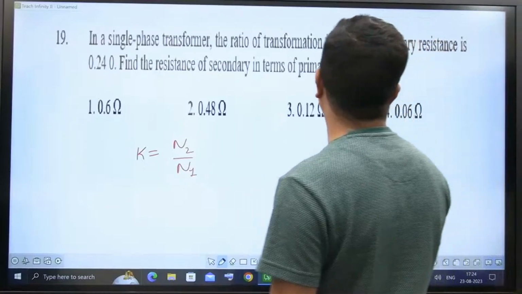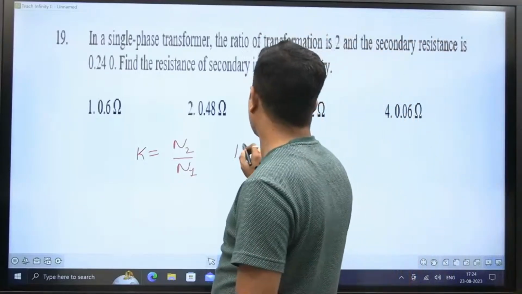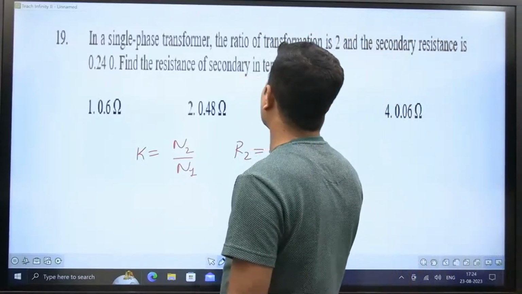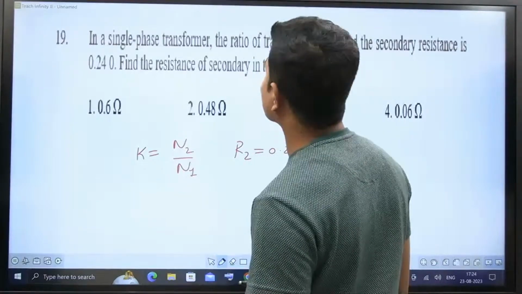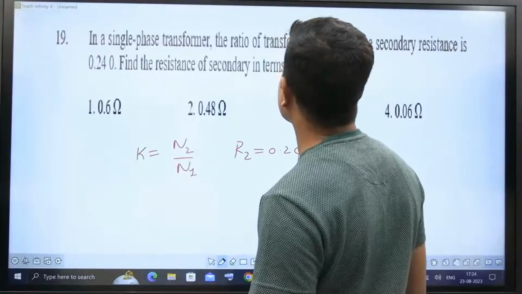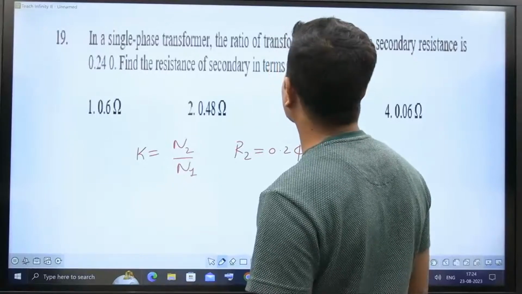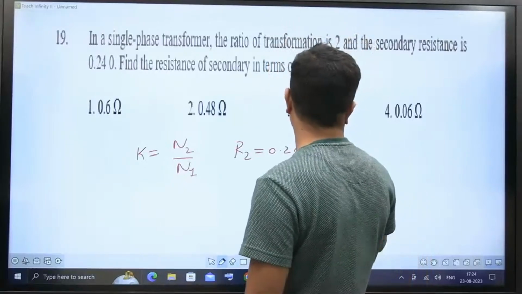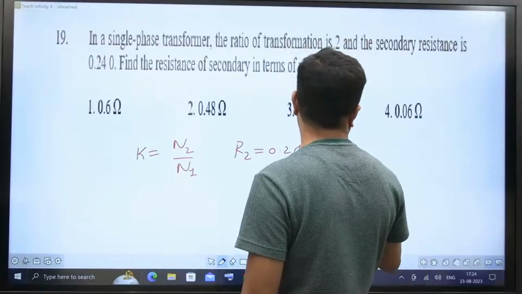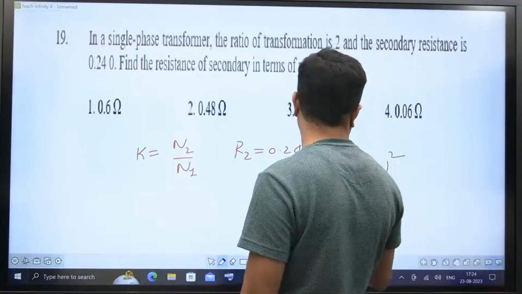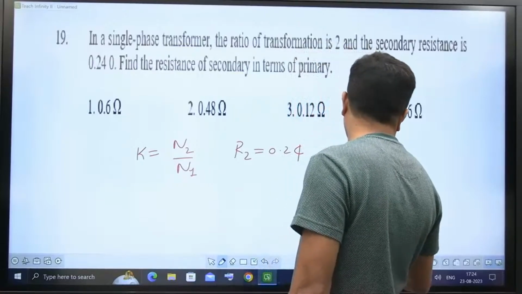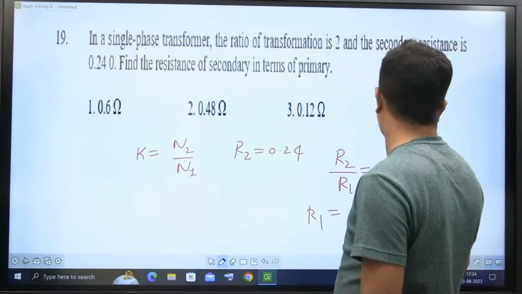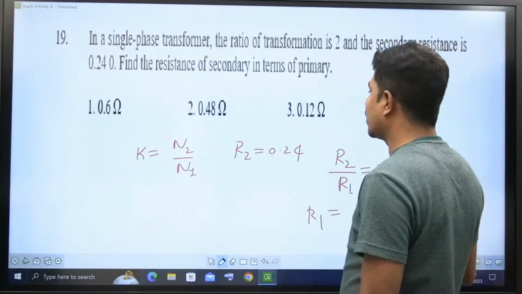And the secondary resistance R2 is 0.24. Find the resistance of the secondary in terms of primary. So our relationship is R2 by R1 is equal to N square. So from this, R1 is equal to R2 by N square. What is R2? 0.24 by N square, and how much is K?